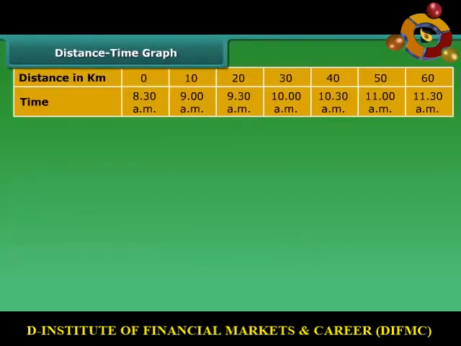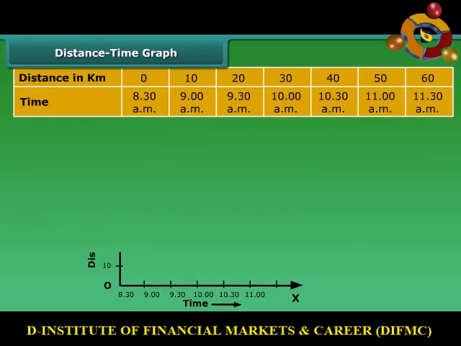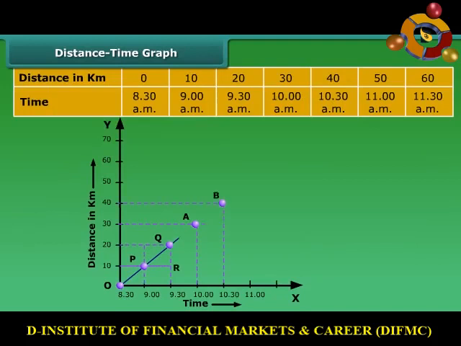Motion of objects can be presented in pictorial form with the help of a distance-time graph. For this purpose, first draw a horizontal line to represent the x-axis and a vertical line to represent the y-axis and mark them as OX and OY. Measure time along the x-axis and distance along the y-axis. Mark values for the time and the distance on the respective axes.